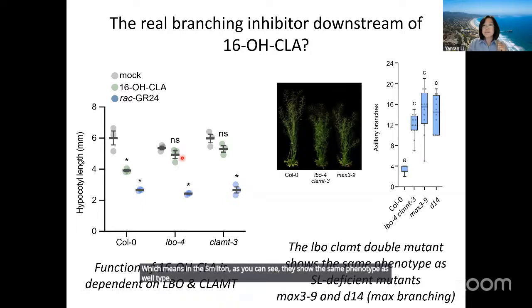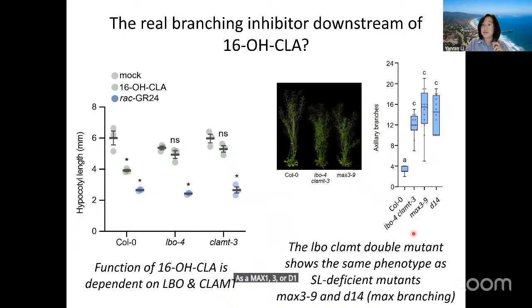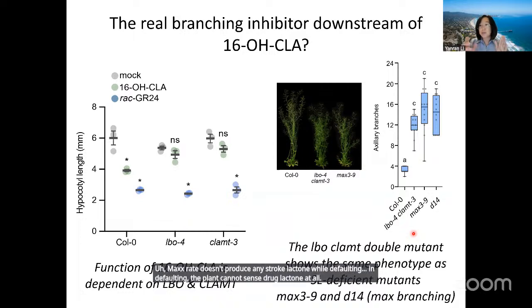And even more interesting, we found that the double mutant of elbow and clamped showed the same level of branching as MAX1, MAX3, or D14, which are the SL-deficient mutants. MAX3 doesn't produce any strigolactone, while in D14, the plant cannot sense strigolactone at all. That's what they use as a gold standard for the max branching phenotype. Well, this double mutant has exactly the same phenotype. So we ask, is it possible that the real branch inhibitor is downstream of 16-hydroxy-CoA? Well, we are still studying it, and hopefully in the near future I can share a story on that.